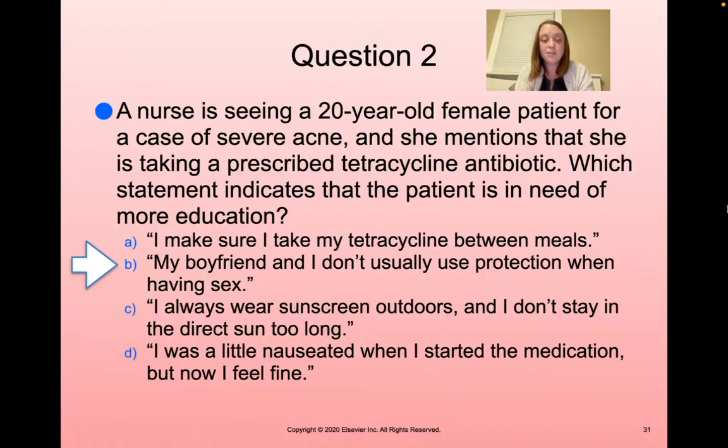So B is incorrect. The patient needs more education. First, she should be having education in general to always use protection when she's having sex with her boyfriend, unless she's trying to get pregnant. And second, this antibiotic can increase the risk of getting pregnant even on oral contraceptives because it decreases the effectivity of oral contraceptives. So the patient should be combining other methods of protection with her oral contraceptives in order to maximize protection while she's taking this antibiotic.